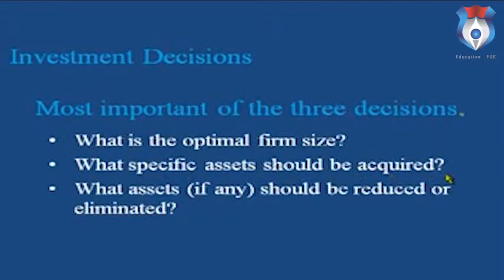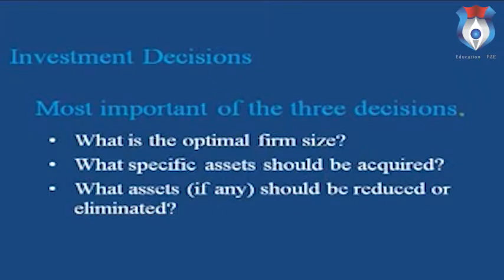Normally, there are two main types of assets in the balance sheet of a firm: current assets and fixed assets. So it is the job of the finance manager to decide how much should be the optimal level of current assets and what should be the optimal level of fixed assets. And in any case, what assets should be reduced or eliminated. So these are a few examples of investment decisions taken by the finance manager.